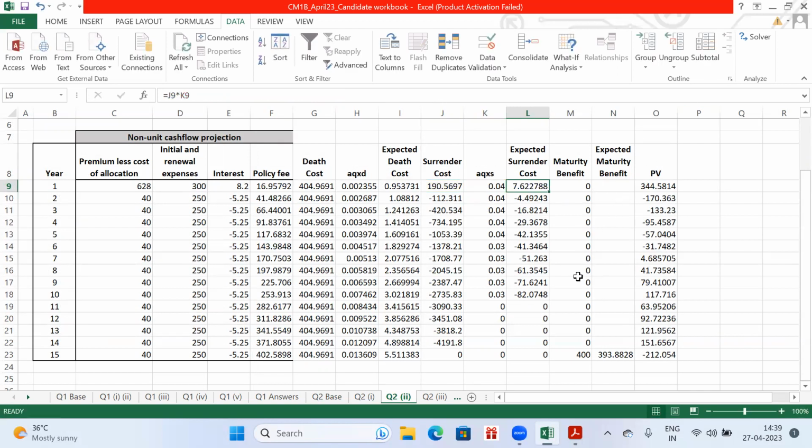Maturity benefit will only be charged, again the claim expense, because again the unit fund value and expected fund maturity benefit is nothing but 400 into the APX. Okay, for age this, for the given year.